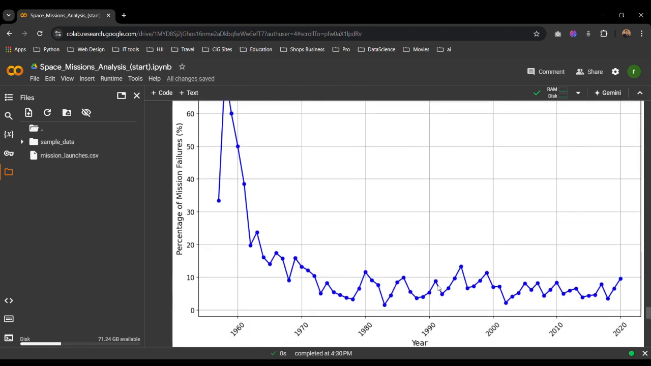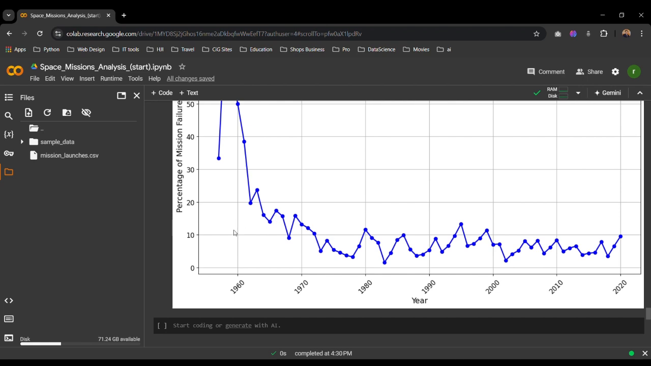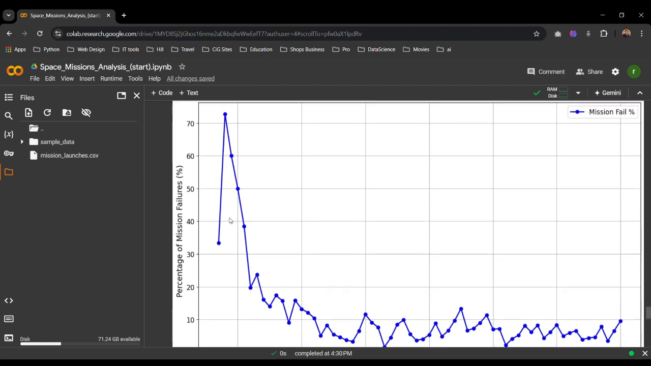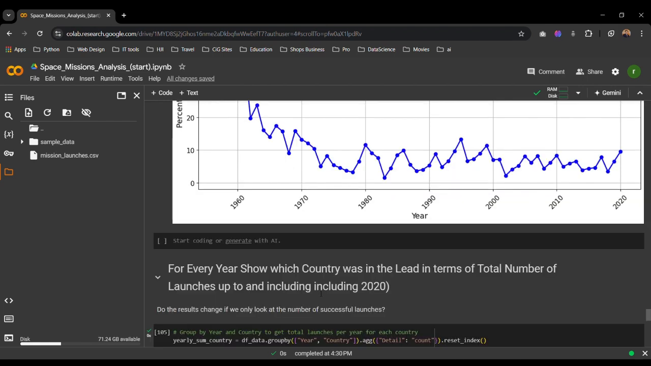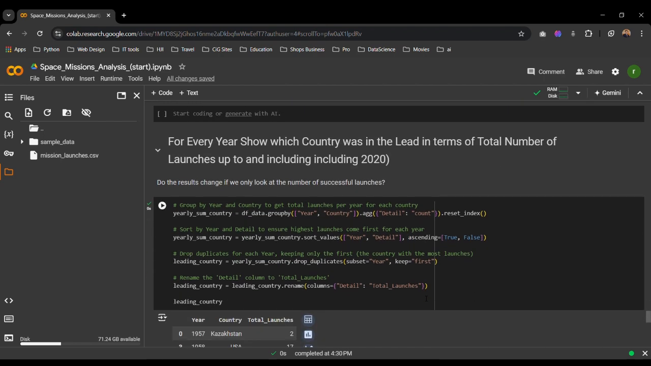Somehow the percent of mission failure went down from the beginning of the space race era. There were roughly close to 75% failure, but by 2020 it's just down to 10% or less. So for every year, show which country was in the lead in terms of total number of launches up to and including 2020. So based on our calculation, guys, using technique group by and aggregate of the launching count.